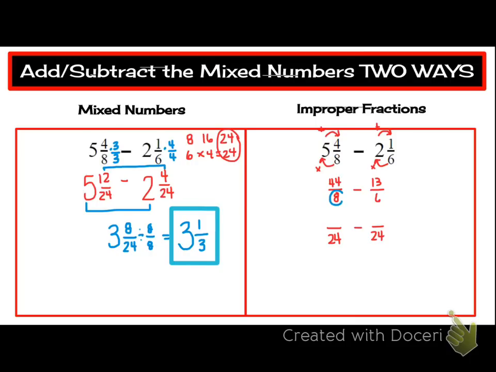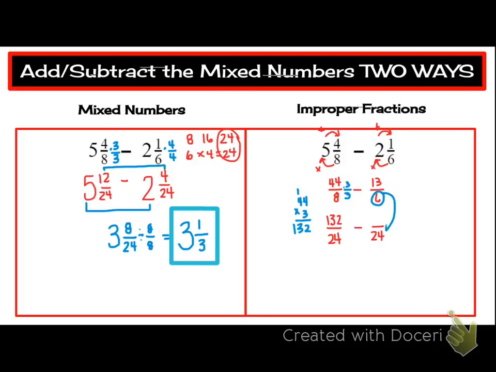We talked about how 8 times 3 gives you 24. So I have to multiply this by 3 over 3. I'm going to do the work for 44 times 3 off to the side. 3 times 4 is 12, carry the 1. 3 times 4 is 12, plus 1 is 13. So it's 132 over 24.